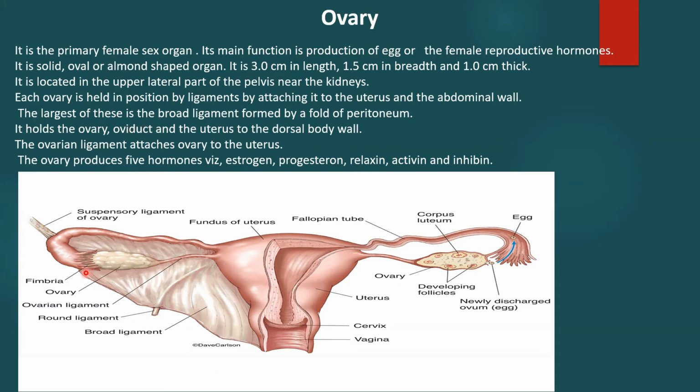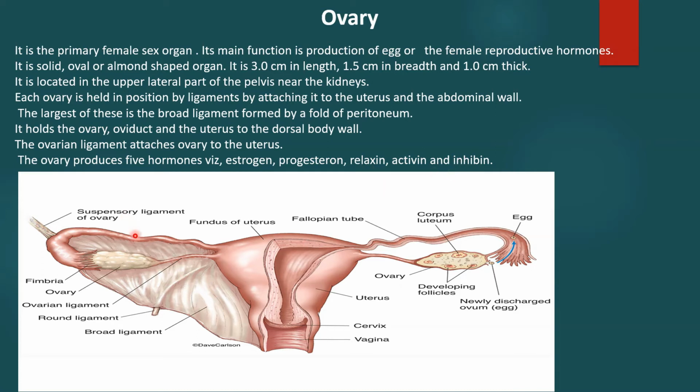If you see, this complete structure is the broad ligament, formed by the fold of peritoneum. It completely holds the ovary, oviduct and the uterus to the dorsal body wall. The ovarian ligament attaches the ovary to the uterus. So what is the function of this ovarian ligament? It attaches the ovary to the uterus. The ovary produces 5 hormones. The main principal hormones are estrogen and progesterone, whereas the next 3 are relaxin, activin and inhibin.